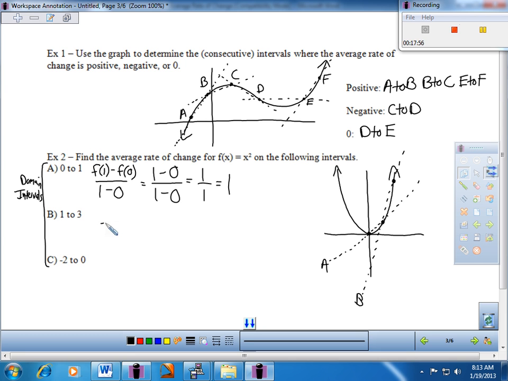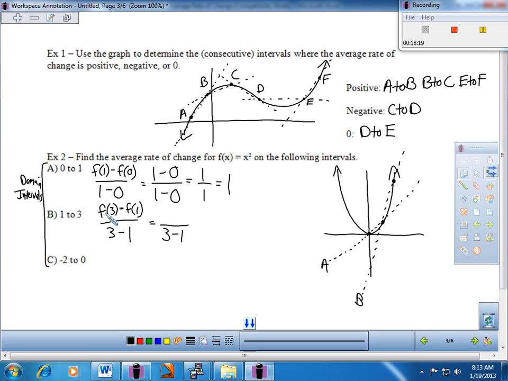Let's calculate it. So here we go. Right away, everyone, as soon as I see 1 to 3, let's do our x2 minus x1 on the bottom. So 3 minus 1 on the bottom. Again, the only difference between this and all the slope problems you've done before is we're not given the y's. I don't know what they are just yet. I have to go out and find them. So let's go do exactly that.